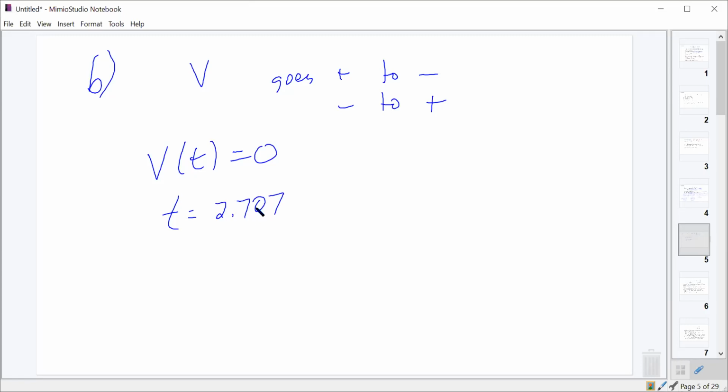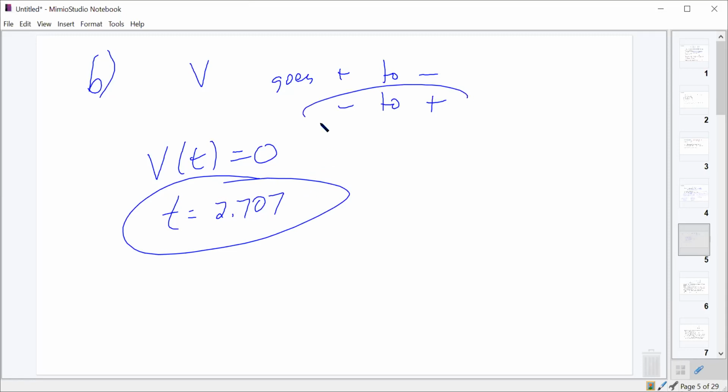2.707. Any other ones? You just found one. Anybody else get more than one? Not on the interval. Okay, perfect. Yep, sounds good to me. So one place. And does the velocity go from positive to negative, or does it go from negative to positive there? It goes from negative to positive. So it goes from negative to positive at t equals 2.707, which tells us the particle stops going to the left and starts going to the right at that t value.